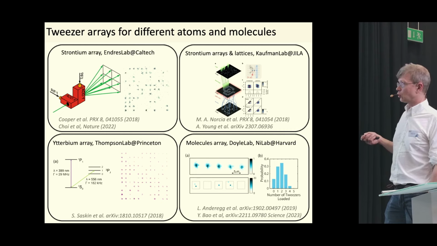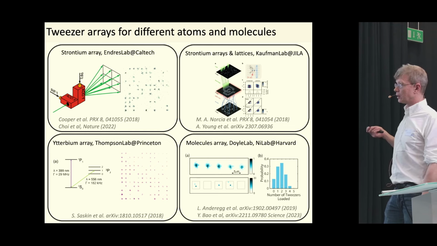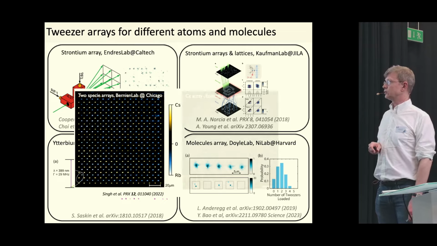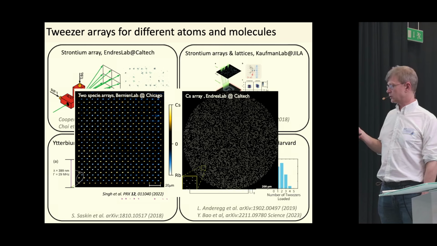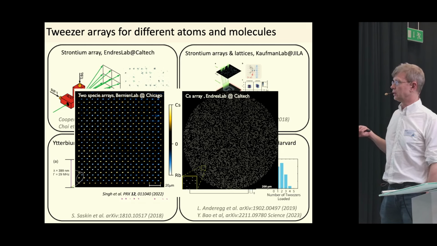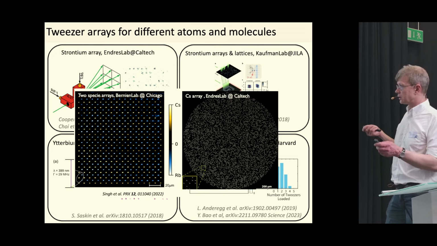So ytterbium is another example. So people start actually building arrays from molecules. I think there will be a talk at the conference about it. And some of these things become very exotic. So this is, for example, a two-species array from Hannes Bernien's group in Chicago, where they're already starting to do physics.